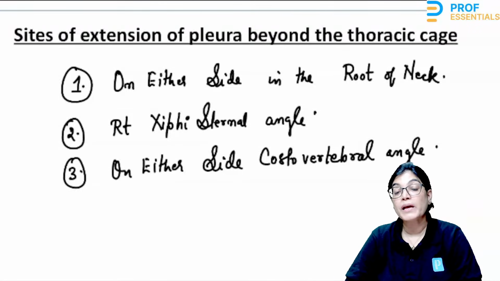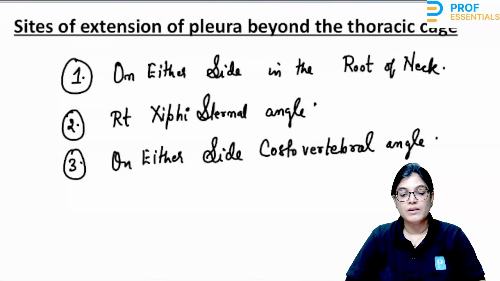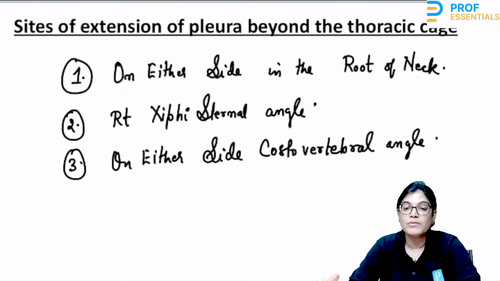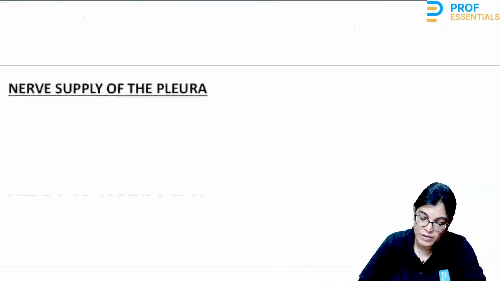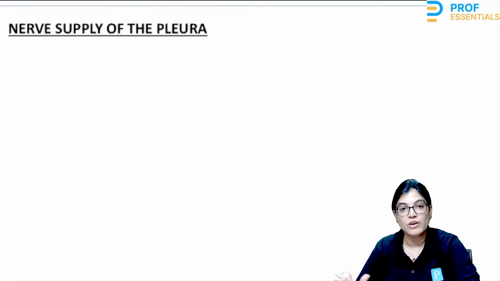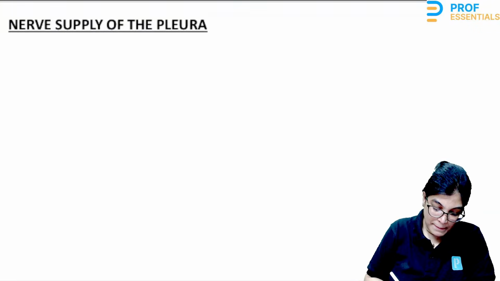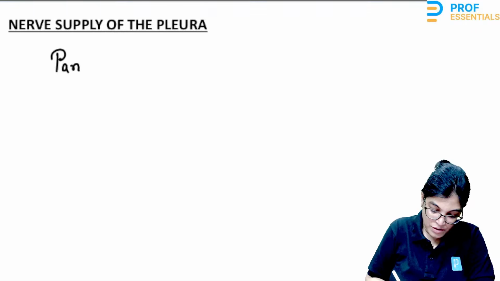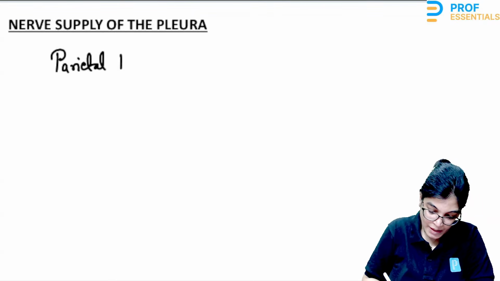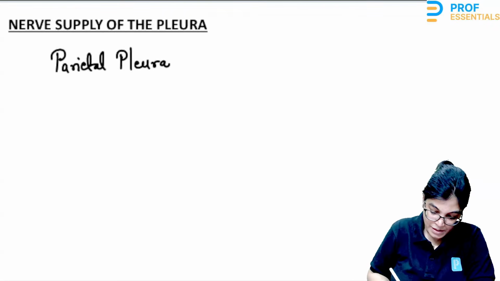Why has this to be kept in mind? Because for draining or causing any kind of puncture, for draining the pleural effusion, this landmark must be known to you. Now let's talk about the nerve supply. If I talk about the nerve supply of the pleura, we have got two layers of the pleura. We have got the parietal layer, my dear students, and we have got the visceral pleura.